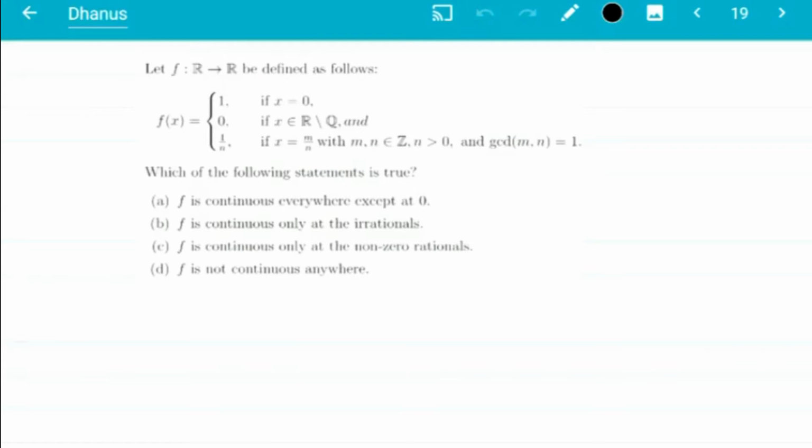Yeah, we can discuss the next question. This function is known as Thomae's function or the popcorn function. That is, f of x equals 1 if x equals 0, f of x equals 0 if x is an irrational number, and f of x equals 1 by n if x equals m by n, with m, n integers and GCD of m, n equal to 1.